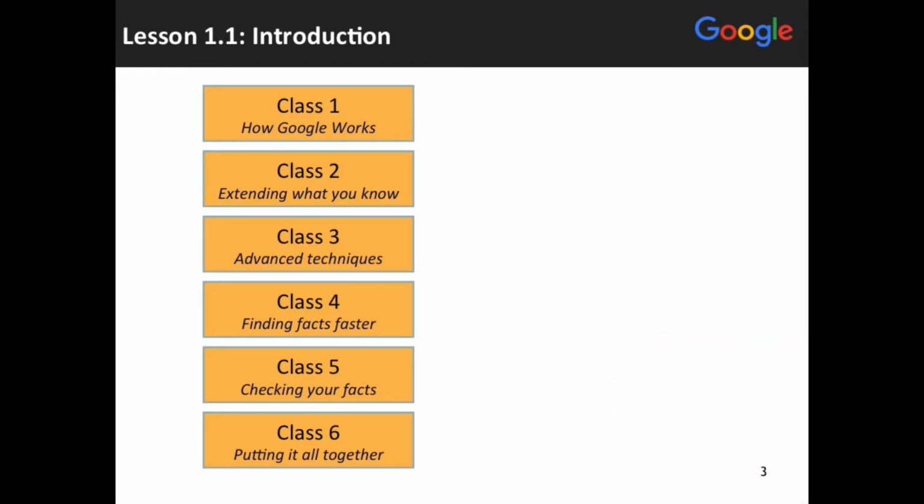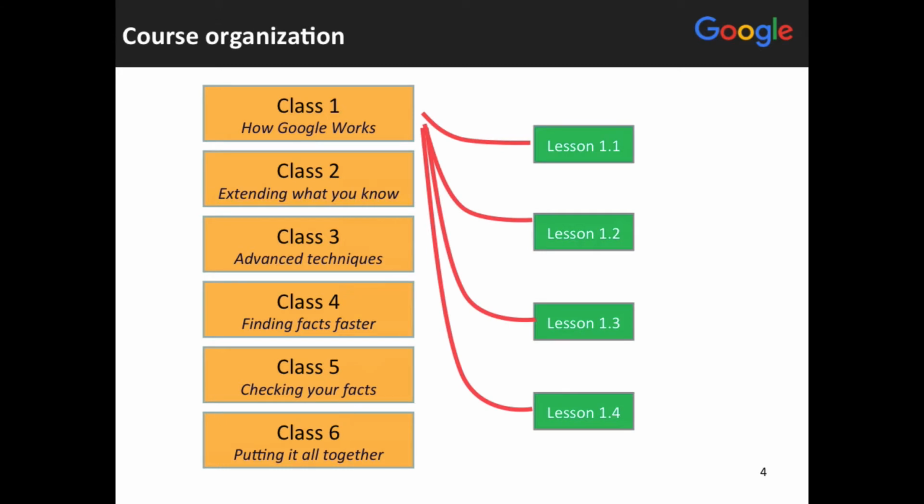Each class is composed of a set of lessons. So here we'll start with class 1, how Google works. Within this class we'll have a set of lessons. Each class may have 3, 4 or 5 different lessons, but you'll go through each one: class 1, lesson 1, class 1, lesson 2, and so on.